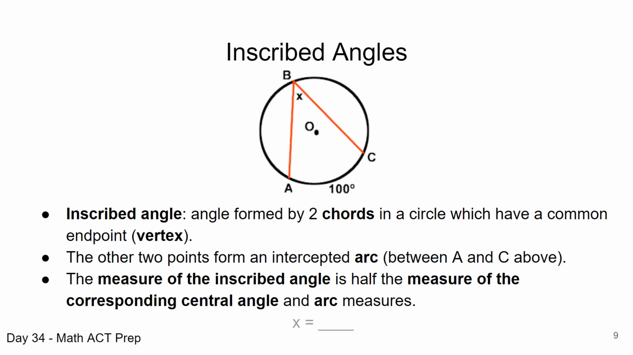And now we're going to look at what is the measure of X, which is the measure of the inscribed angle. It is half of that arc measure, which would make it half of 100, which is 50. So the two main angle measures we want to look at, the central angle is the same as the arc measure. The measure of the inscribed angle is half of those two.